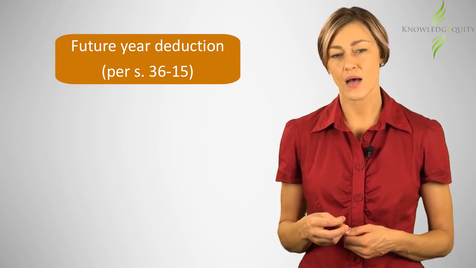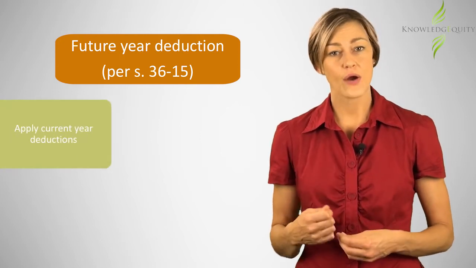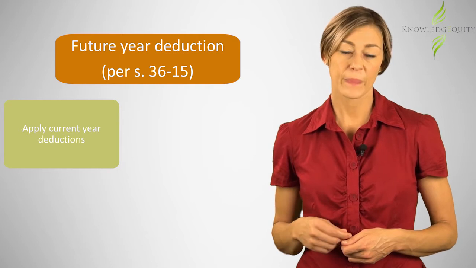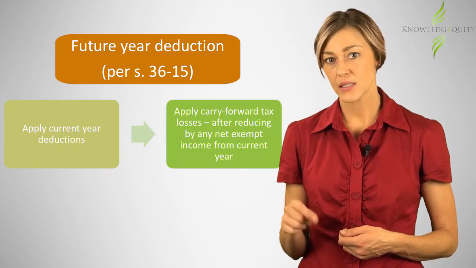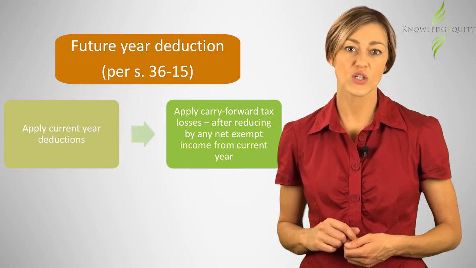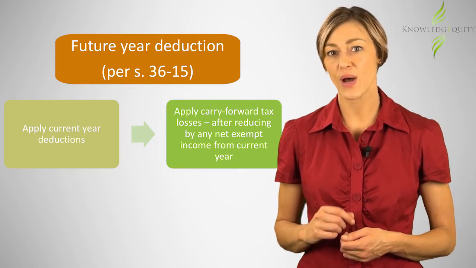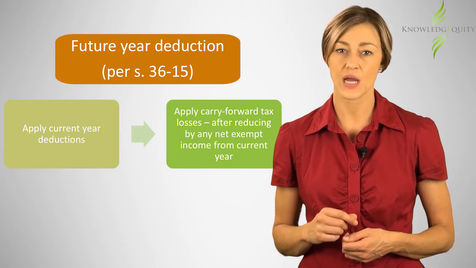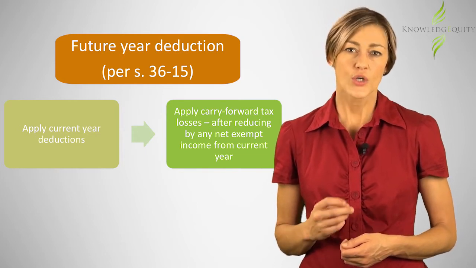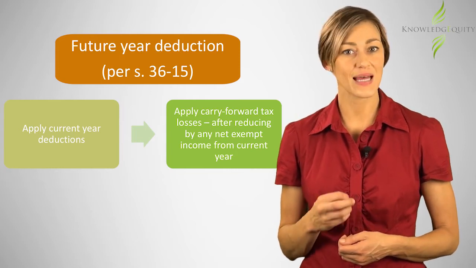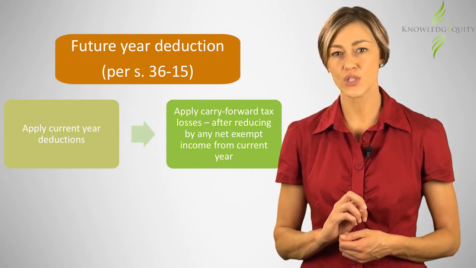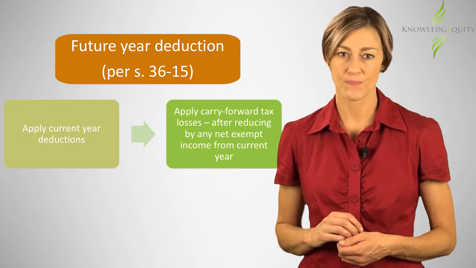The requirements are that you apply current year deductions first, then apply carry forward tax losses in the order made, but you apply carry forward tax loss only after reducing the loss by any net exempt income from the current year. Note that there are special rules for companies where companies can choose to deduct a lesser amount of a tax loss in order to avoid excess franking credits.